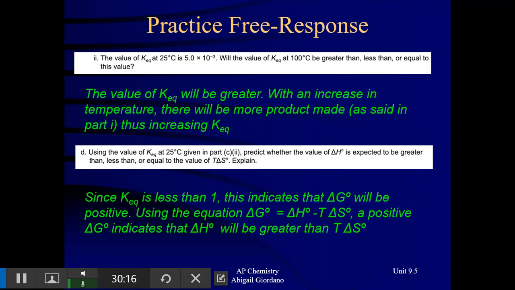So that is a good example of a multi-part free response question. That was a lot of conceptual thinking, and I know that that can be challenging sometimes. But I hope that you learned a little something today, and I look forward to seeing you next time.